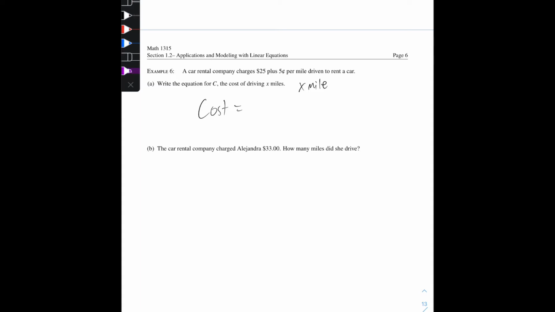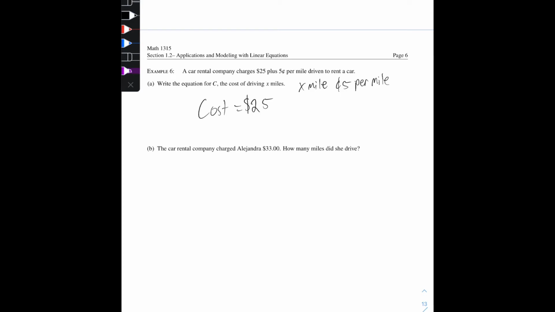Well, looking at our sentence here, we have two big things that stand out. So we have this $25 charge. This $25 charge is standard, and that's what is always going to happen, and something that is always going to be paid. So that 25 is considered a constant. The thing that's going to be variable, or changing, is these 5 cents per mile.